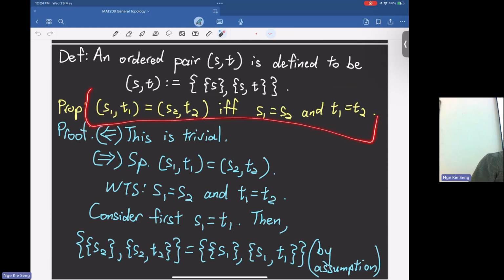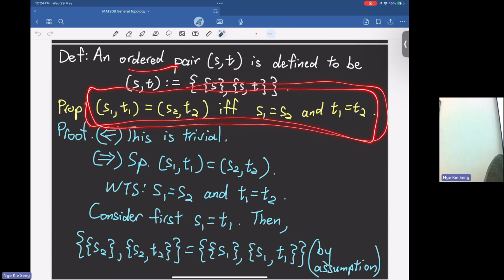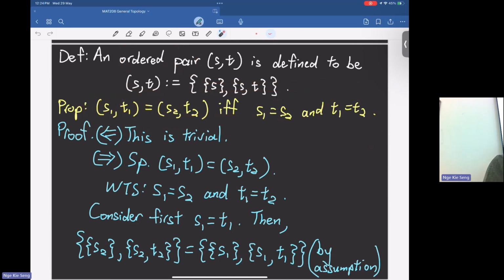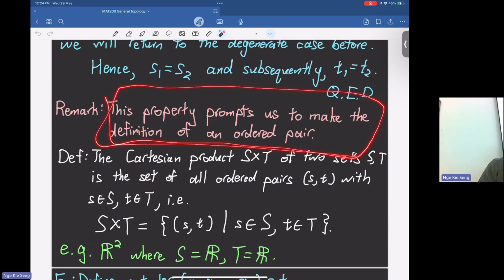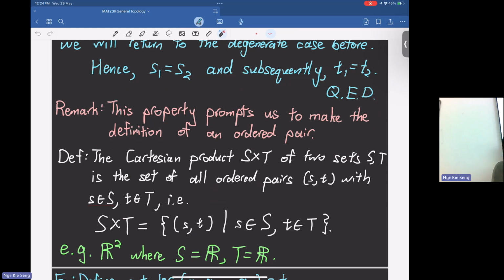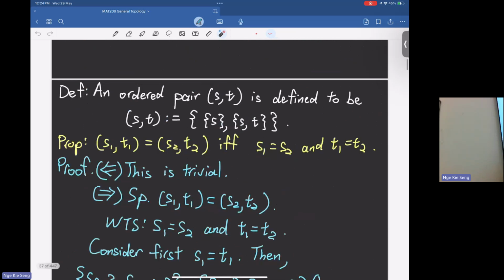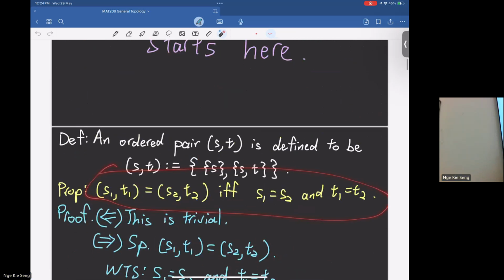So what's this property here? If you need to define the ordered pair, you need to make sure that if (x1, t1) equals (s2, t2), they have to be equal componentwise. Meaning x1 has to equal s2, and t1 equal to t2. We remark here that this property is what makes the definition of an ordered pair. So actually you can make a different definition as long as you have this defining property. There's not just one way to define it.